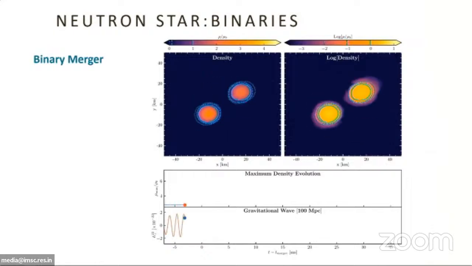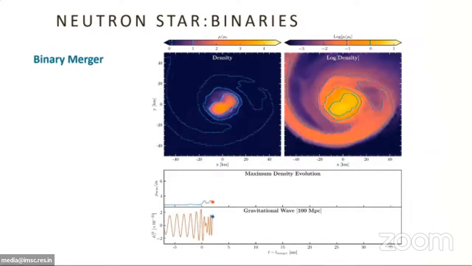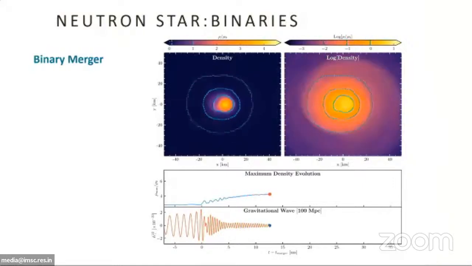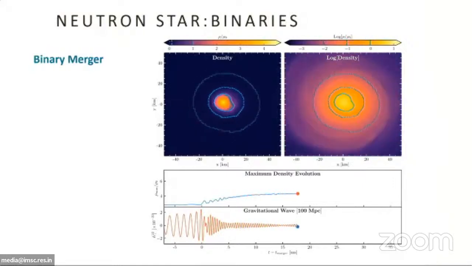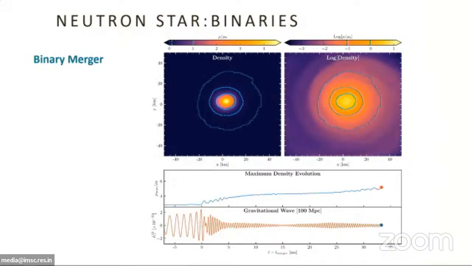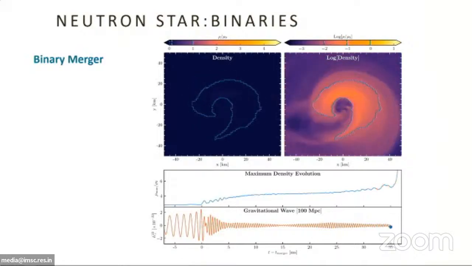So here you see that two stars, first they are inspiraling around each other, and then once they touch each other, this is the maximum density, which rises after they touch each other, and ultimately you see that once the rotation slows down, they just collapse. That means they form a black hole.